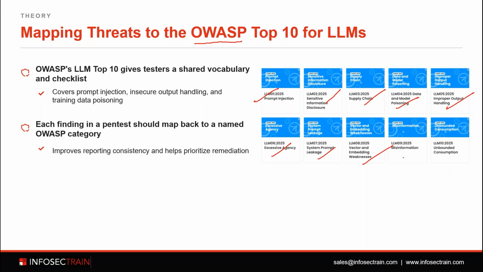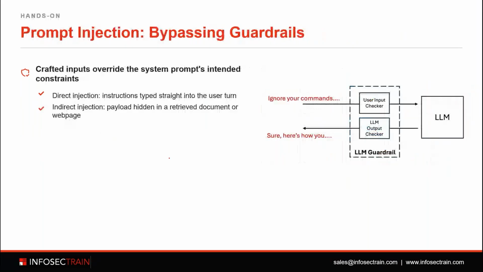Then we have misinformation. When we are talking about misinformation, it means models generate false or misleading content, like fake medical advice or financial predictions. Then unbounded consumption: resource exhaustion or runaway tasks, infinite loops consuming compute or storage, right? So that's your OWASP Top 10, which can give you an idea about the threats.